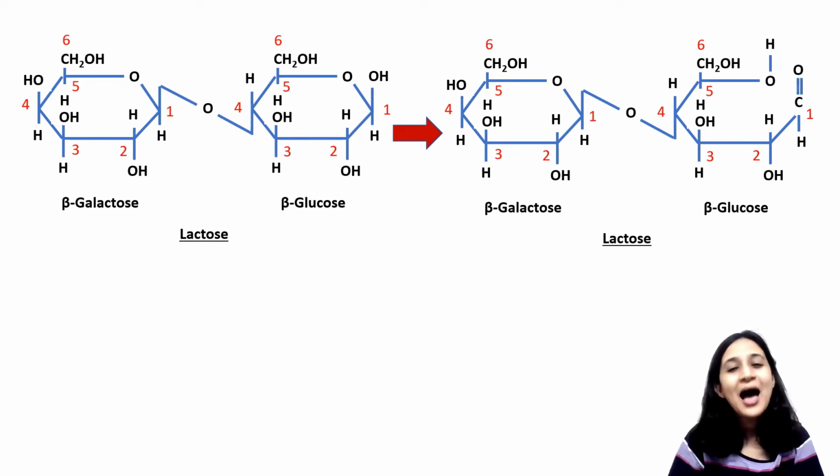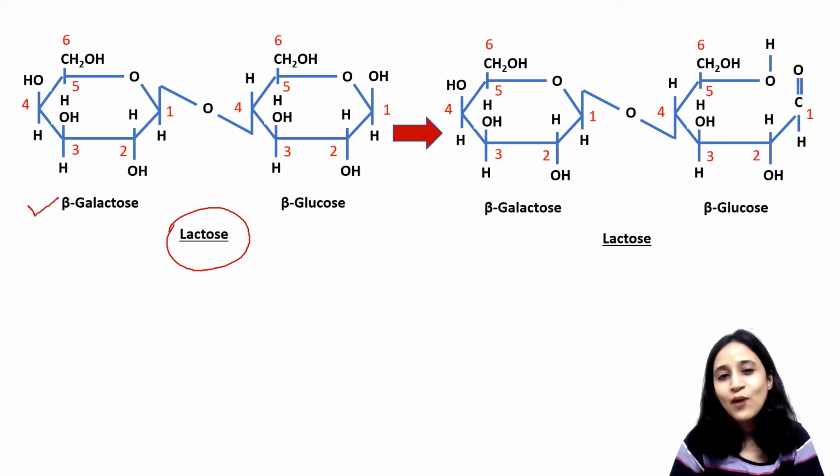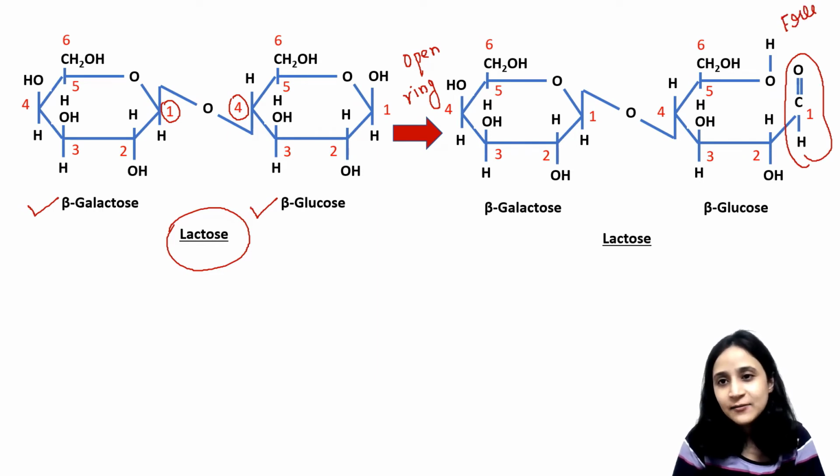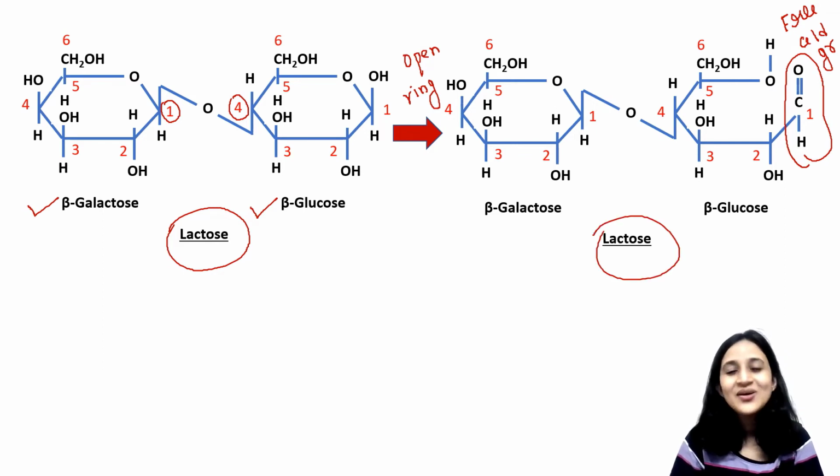Same thing happens in lactose. Lactose is made up of one beta galactose and one beta glucose unit. They are joined by beta 1,4 linkage. Same thing happens here. If you open the ring, you will get the free aldehyde group here. Because of this, lactose is also reducing.